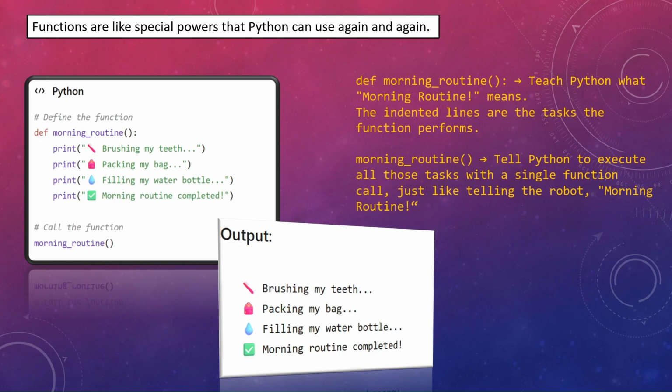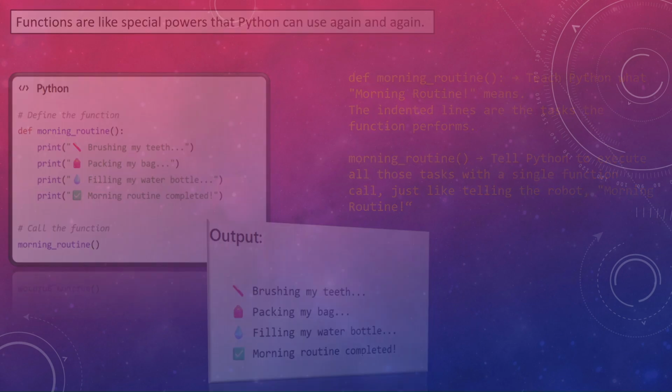Okay. For example, brushing my teeth, packing my bag, filling my water bottle, morning routine completed. So if you have a robot, rather than telling him daily all these tasks need to be done, what you can do is program the robot that this is the set of morning routines that you need to do, and then just call morning routine. It will go and execute all these statements. Okay, so now going deeper.